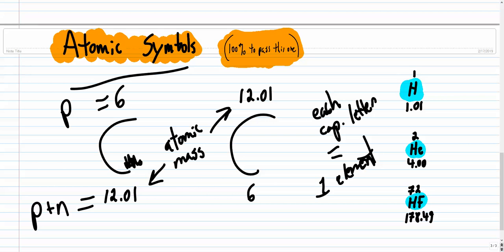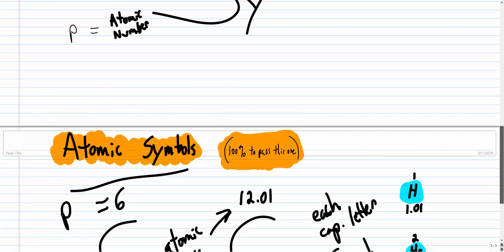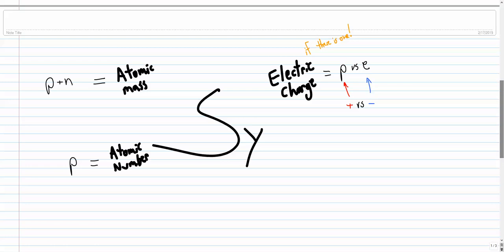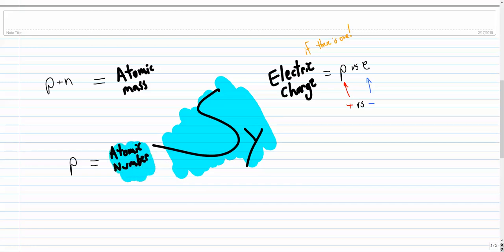Now let's move on. So in general, this is what we have. In an atomic symbol, you're going to have the letter or letters in the middle. Pretty easy. The atomic number is going to be on the bottom left, so that's the small number, the number of protons. The atomic mass is going to be on the top left. That's the protons plus the neutrons.